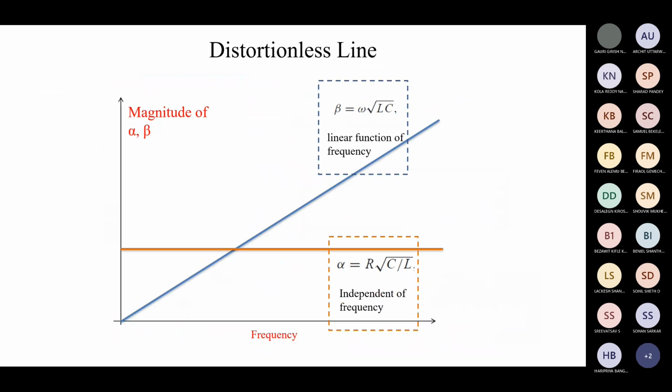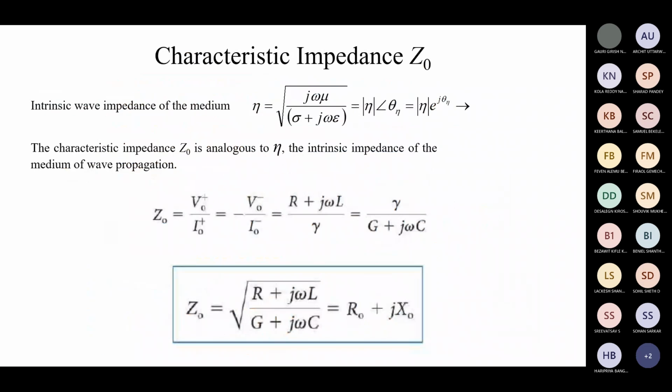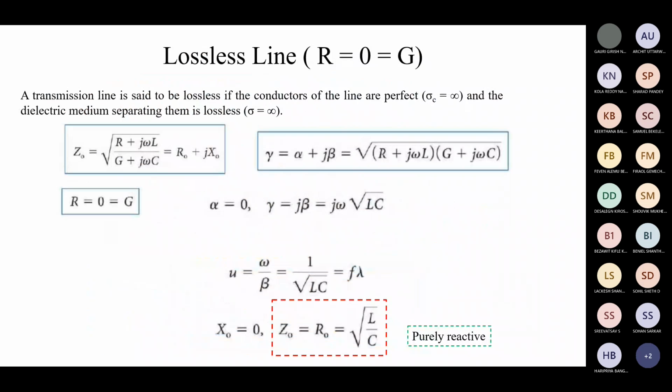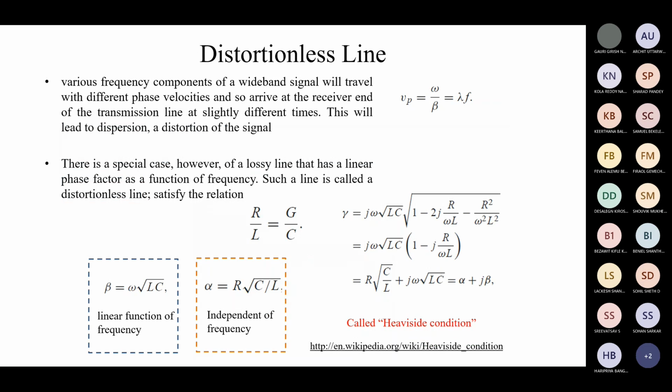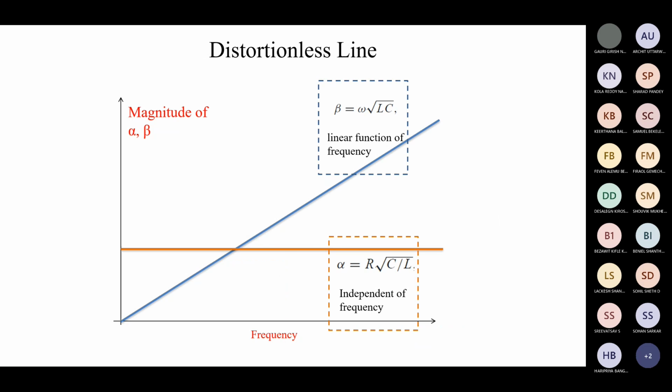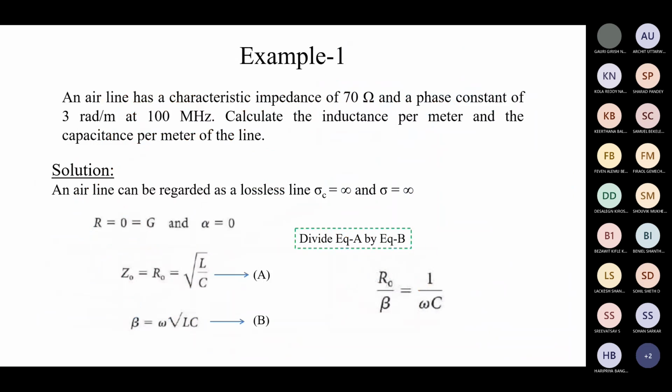I believe you have seen some examples also. Now we can't argue that all the lines are lossless lines, because obviously alpha will be a finite value. It cannot be zero. But we can make the line a distortion-free line, which is very much useful for communication applications. I think we extensively studied that. We'll skip this part now. So the first part is completed.